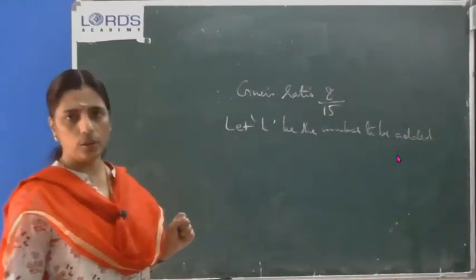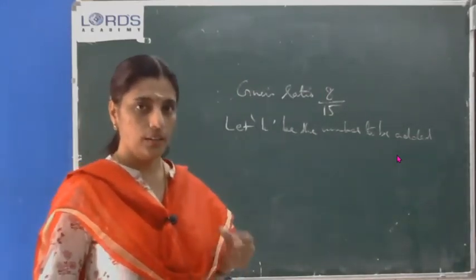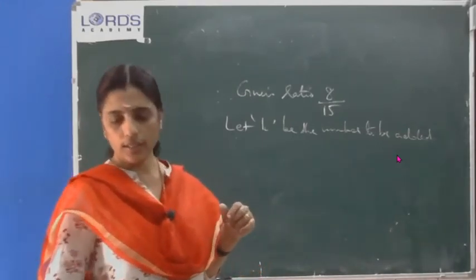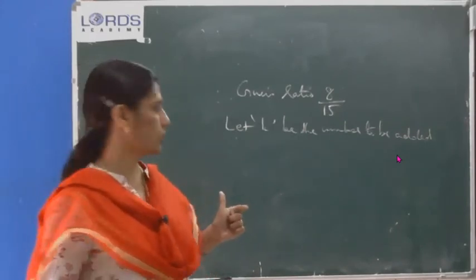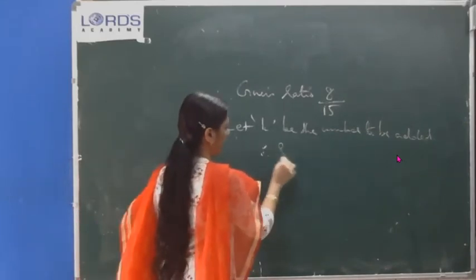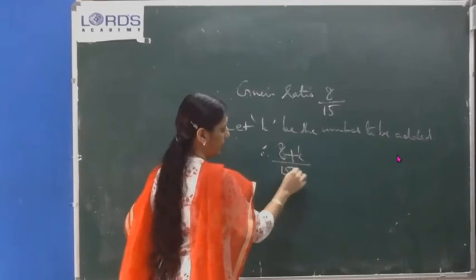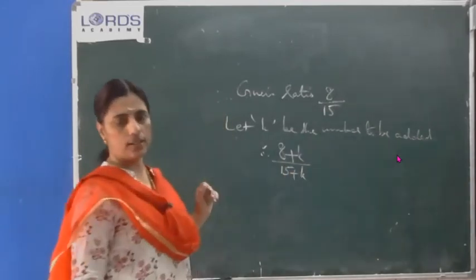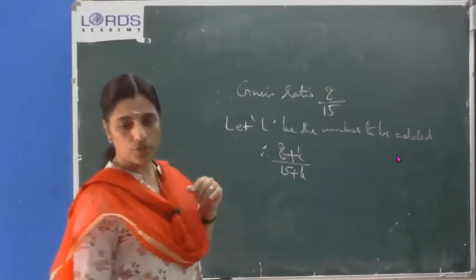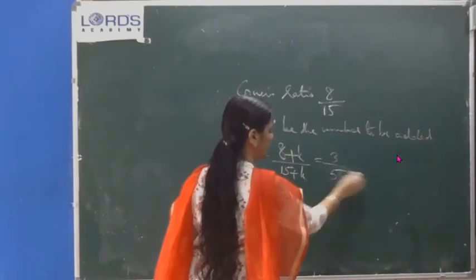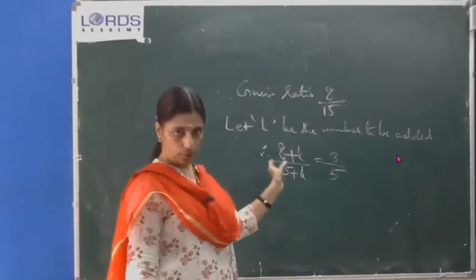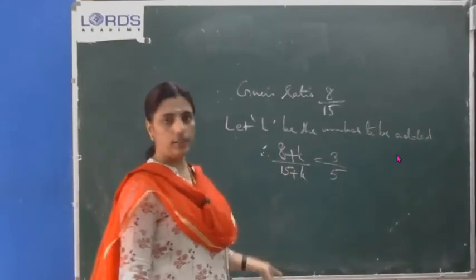Some fixed number you are going to add to both the numerator and denominator. They told us to add to each term of the ratio, that means both the numerator and denominator. Therefore, 8 plus k by 15 plus k, since k is added to both terms. Then the new ratio becomes 3 by 5. Very easy. So what is the value of k? You will find the k value, but you should get this line. Okay, cross multiply and get the value of k.